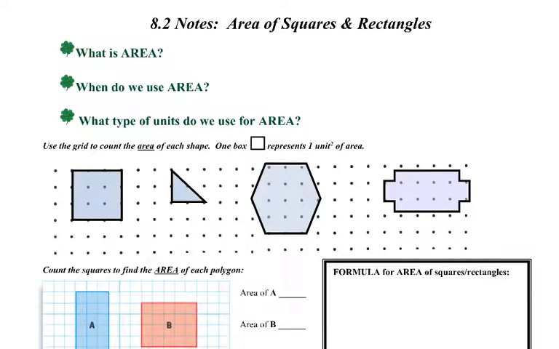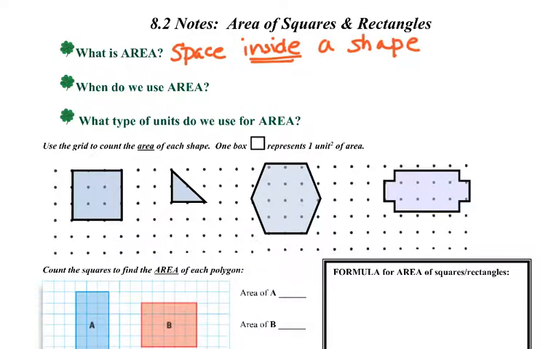Today we're talking about area and how area is different from perimeter. Do you know what area is? Area is the space inside a shape. Perimeter is the distance around the shape, and area is inside a shape.